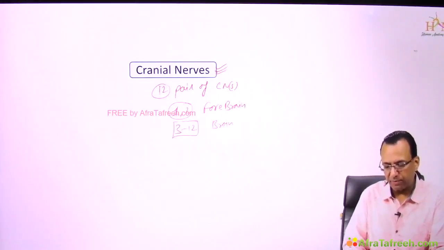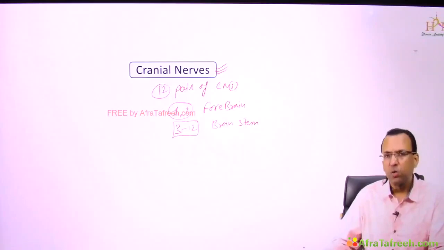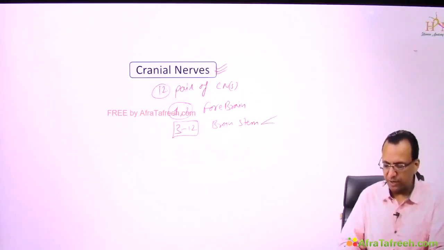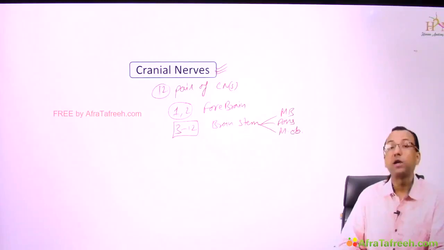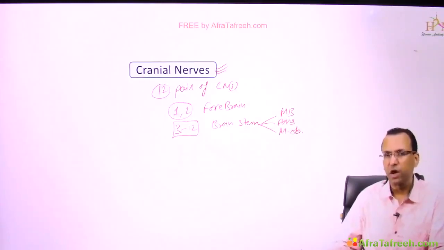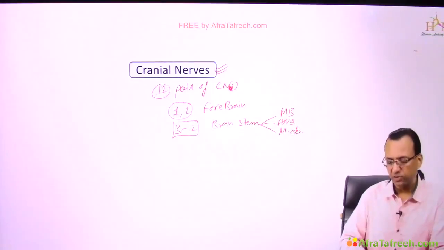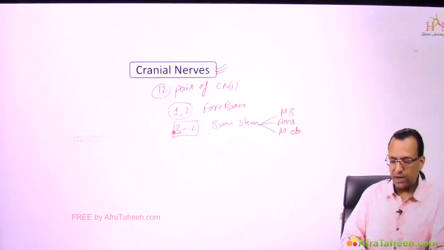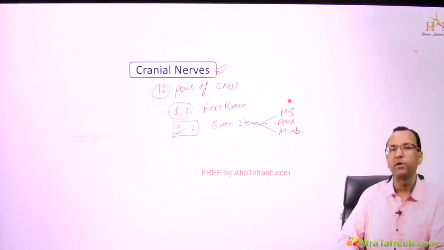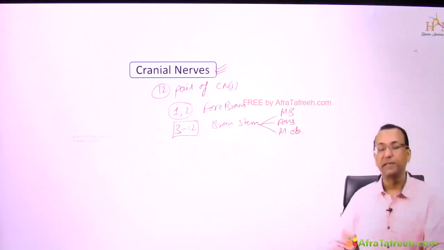If cranial nerves 3 to 12 come from the brainstem, what do you include in the brainstem? In the brainstem, we have three components: midbrain, followed by the pons, and followed by the medulla oblongata. This is the discussion we are going to do now. The first two, 1 and 2, belong to the forebrain, which we already discussed during the developmental discussion. Cranial nerves 3 to 12 come from the brainstem. Let us look at the further details.